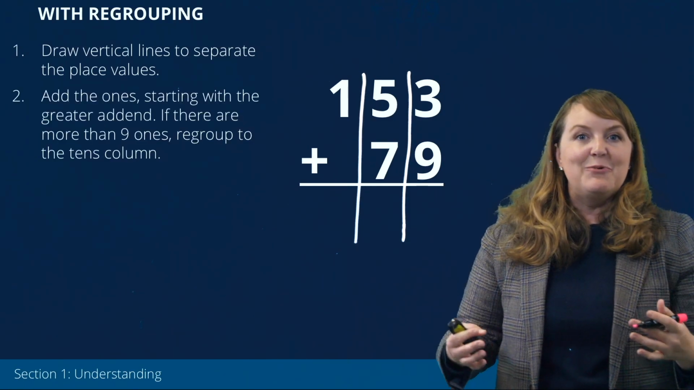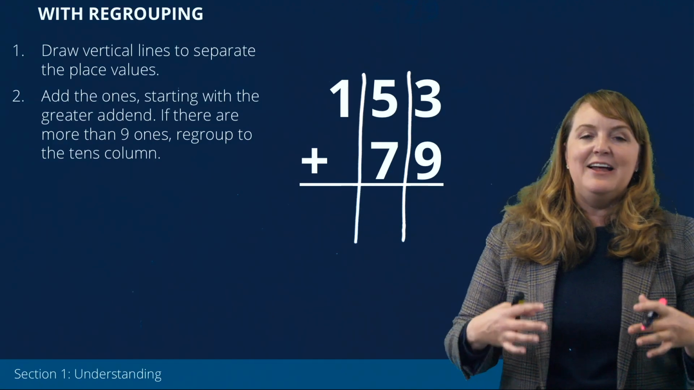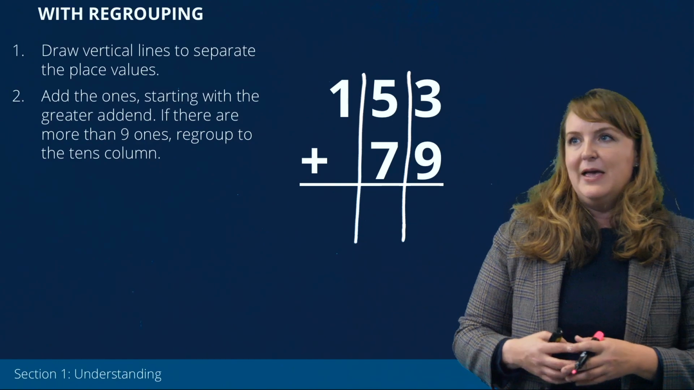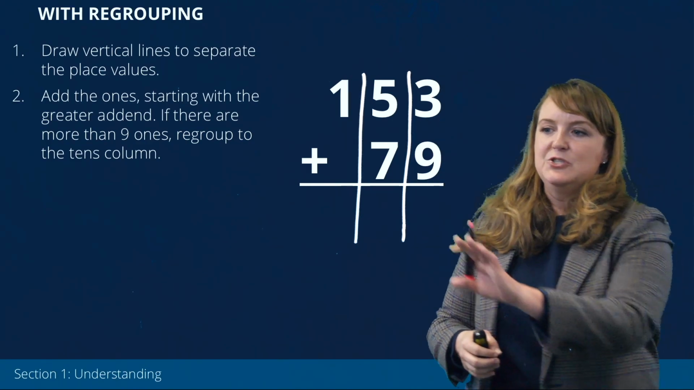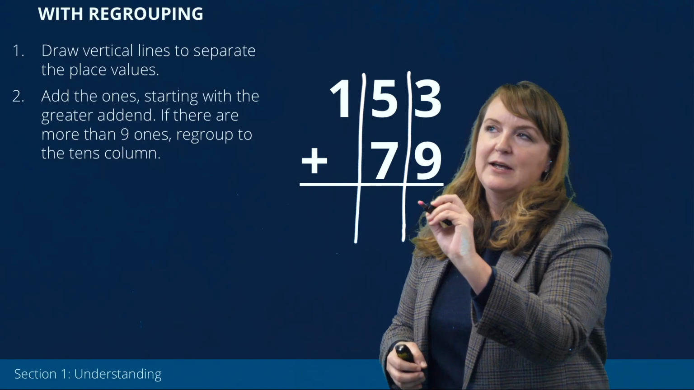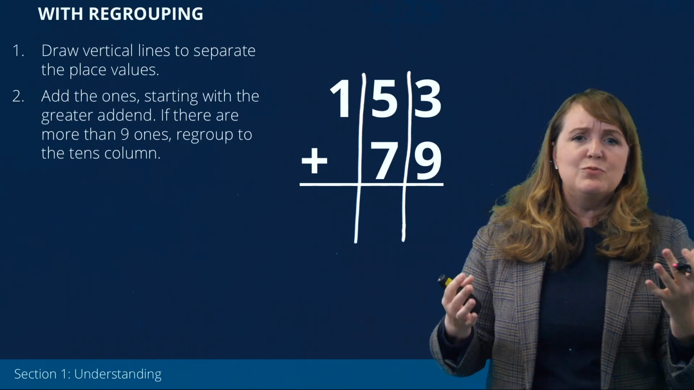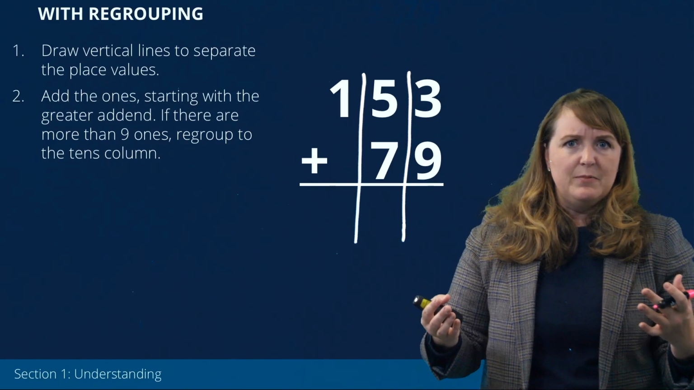The first thing that I'm going to think about after doing the vertical lines is adding the ones place. That's going to be really important with that traditional algorithm. Here I have 3 plus 9. 3 plus 9 is 12, so I'm going to go ahead and write, well, let's talk about it first before I do any writing. I have 12 ones. If I have more than 9 ones, I have to regroup.